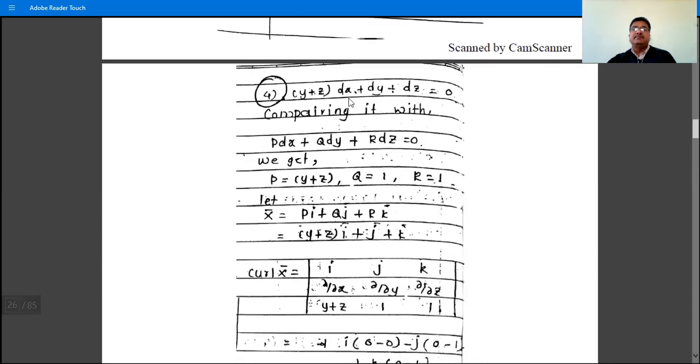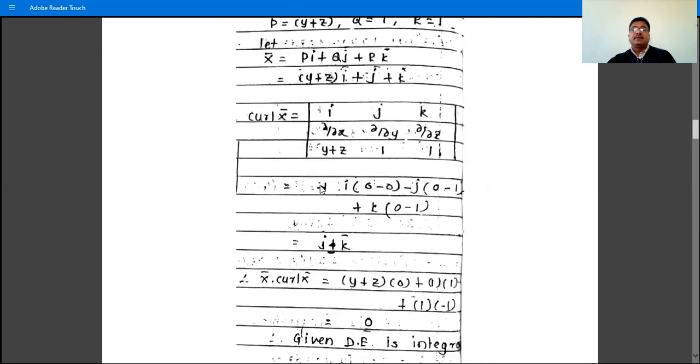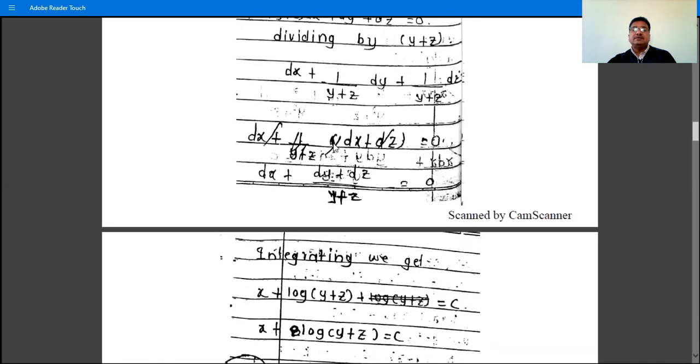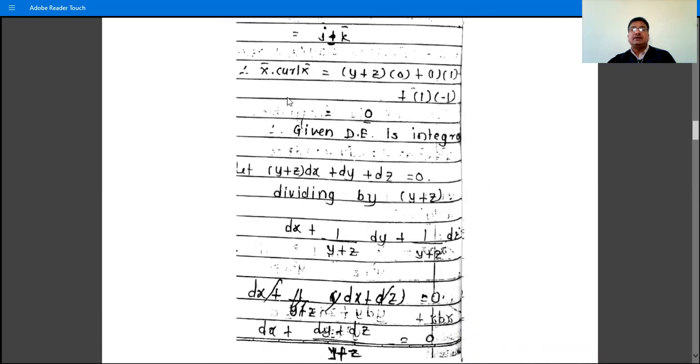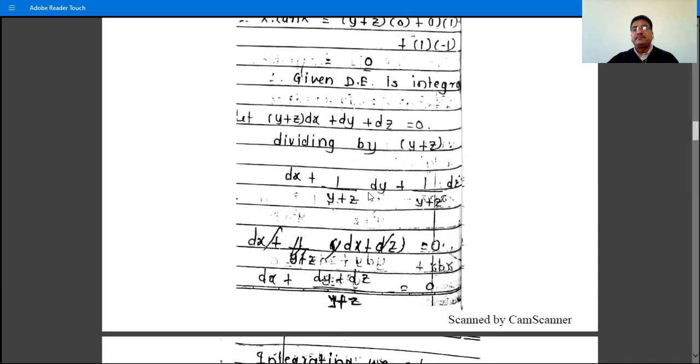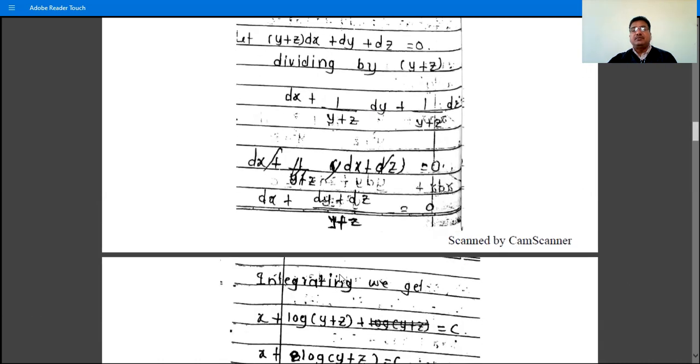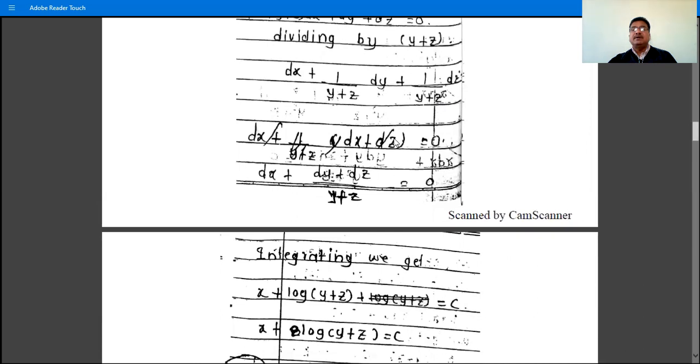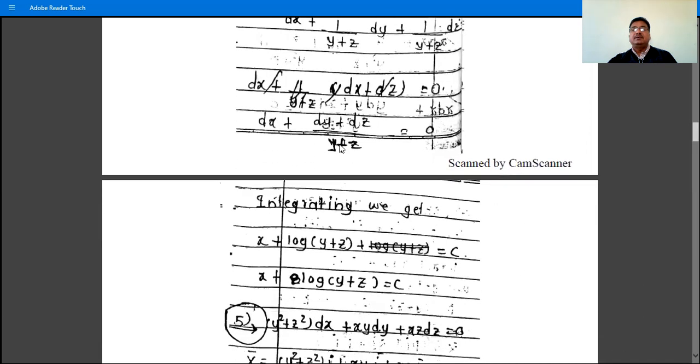Same, another example: (y + z)dx + dy + dz = 0. For the given differential equation, write X bar, find curl X bar, then X bar dot curl X bar is 0, and therefore the given differential equation is integrable. So dividing by y + z, we have this. This is one variable separable, the x variable is separated. We have y + z as LCM, so dy + dz, and the derivative of y + z is dy + dz. So f dash by f will be integrated.